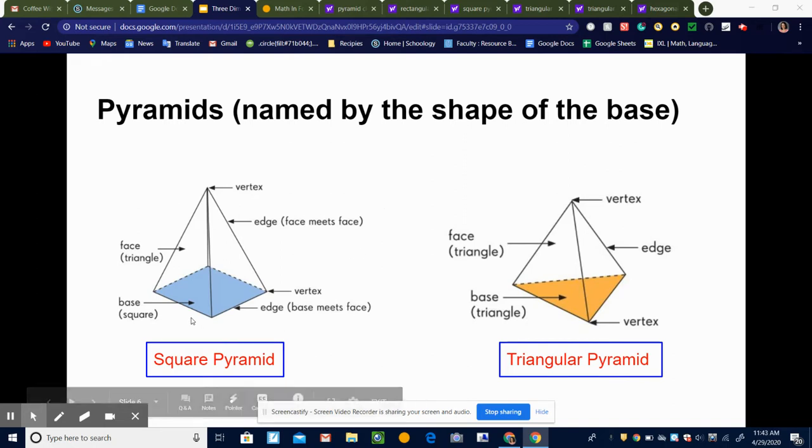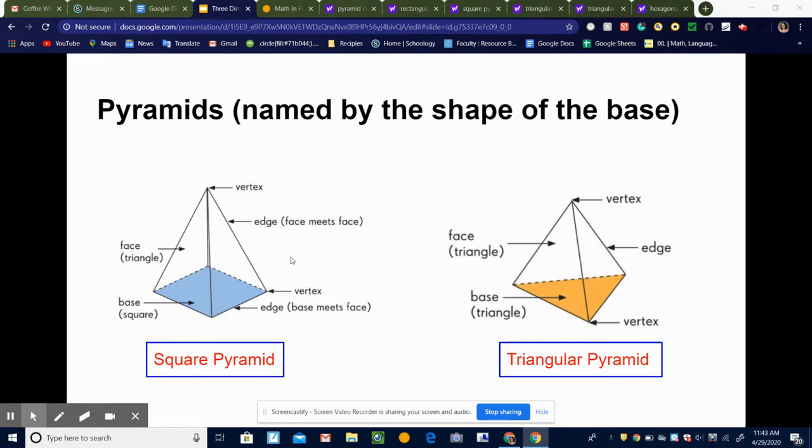So the characteristics of a pyramid, like I said, it is named by its base, and it only has one base. So in this case, this is called a square pyramid because the base is in the shape of a square, and then all the other faces or sides, remember face is side, those are all triangles that come together to form a vertex at the top, to come to a point at the top.